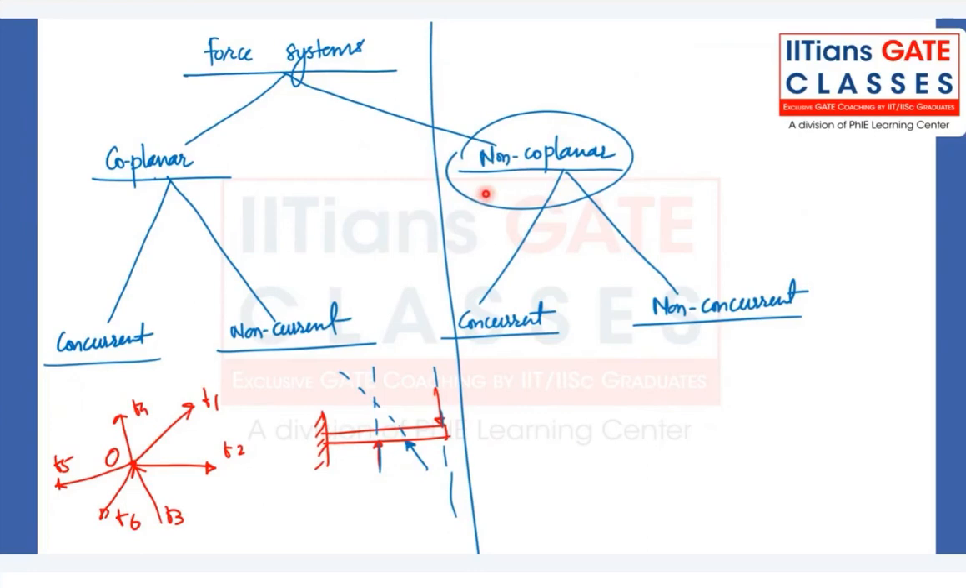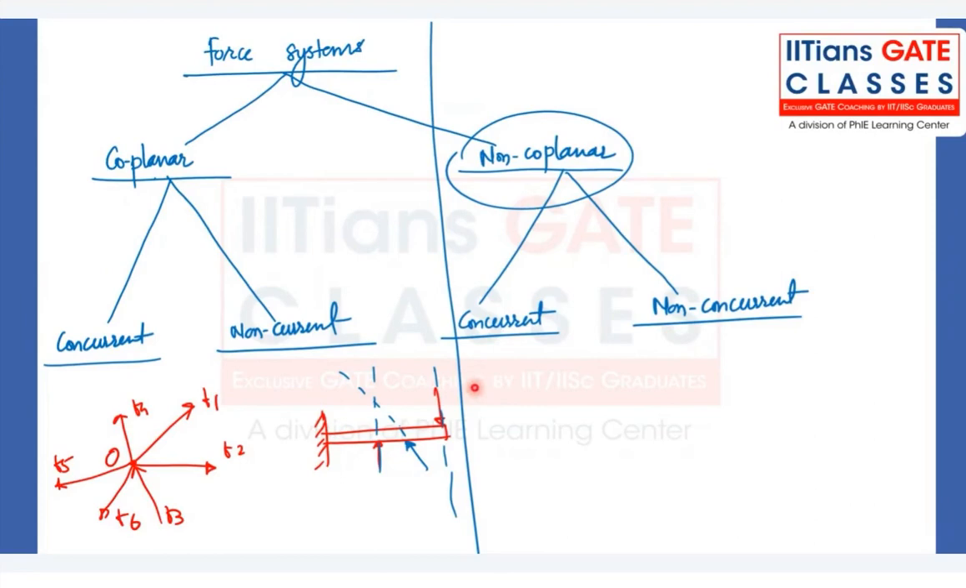What is a concurrent force system? If the forces are passing through a single point, then you call it a concurrent force system. And if forces are not passing through a single point, for example, let's say this is a beam. In this beam, one force is acting downward, one force here acting upward. They are separated by a certain distance. They are not passing through a single point, right? So here, this is a non-concurrent force system. This situation can come in coplanar as well as non-coplanar force systems. So a broader classification looks like this: you will have a coplanar concurrent force system, a coplanar non-concurrent force system, a non-coplanar concurrent force system, or a non-coplanar non-concurrent force system. So this is how you'll have the different kinds of force systems.